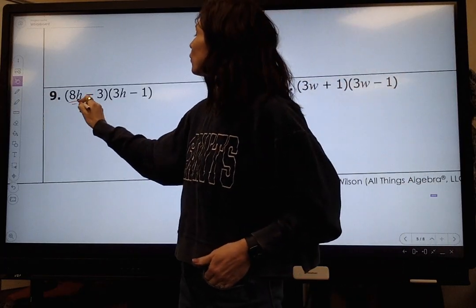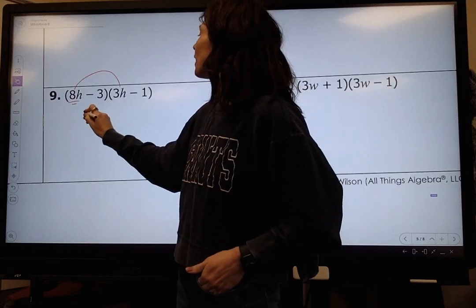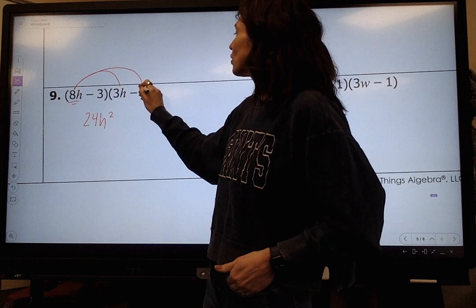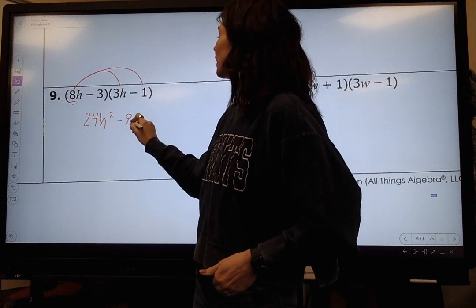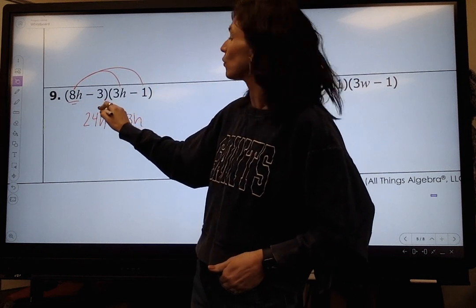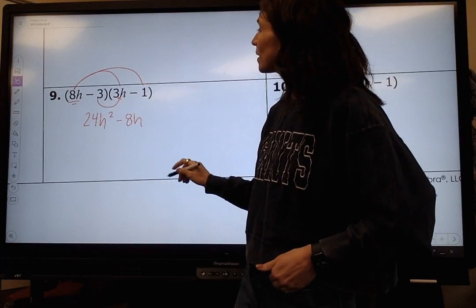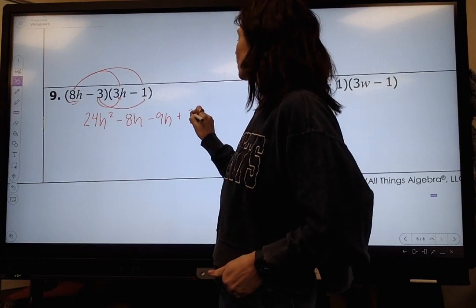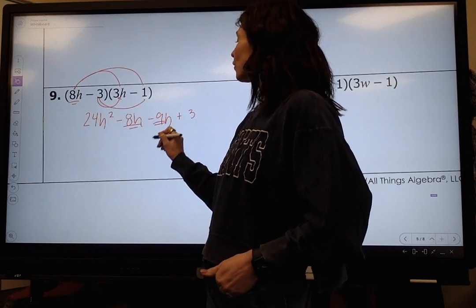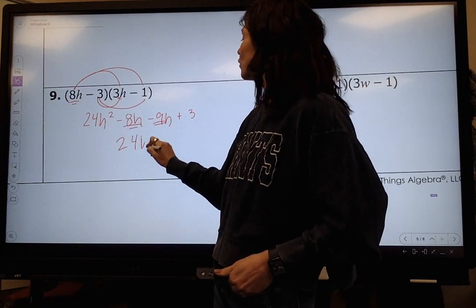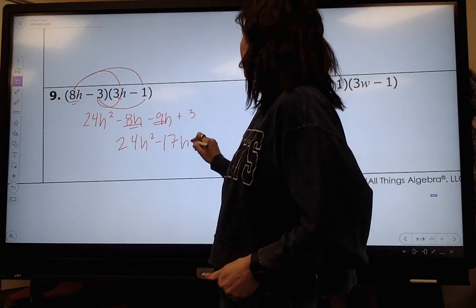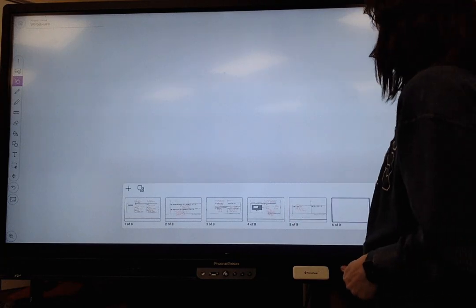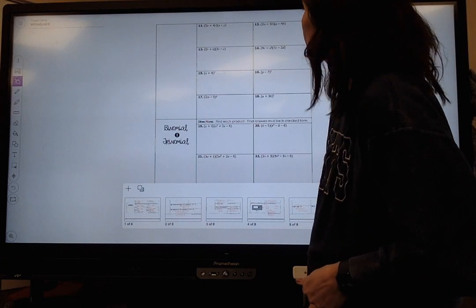So I take my first term, 8h, and I multiply by 3h to give me 24h squared. 8h times negative 1 to get negative 8h. And now I'm taking my second term, which is negative 3, and I get negative 3 times 3h is negative 9h, and negative 3 times negative 1, which is positive 3. I combine my like terms, and I get 24h squared minus 17h plus 3. Okay, let's jump to the next page and look at some bigger ones.